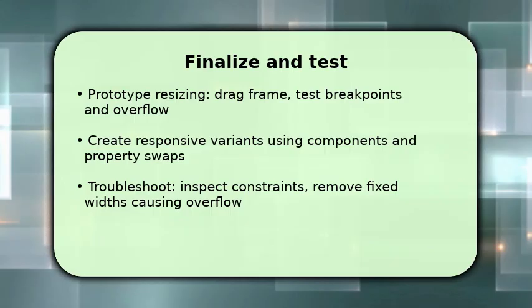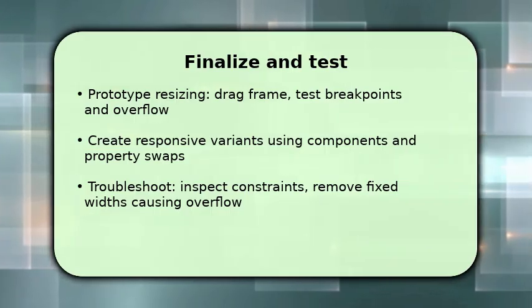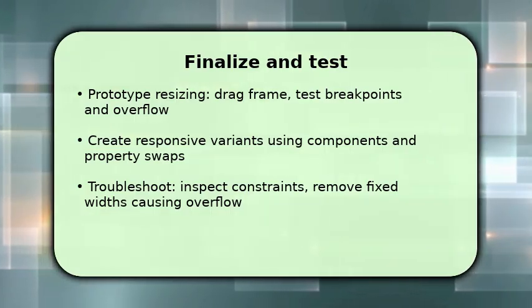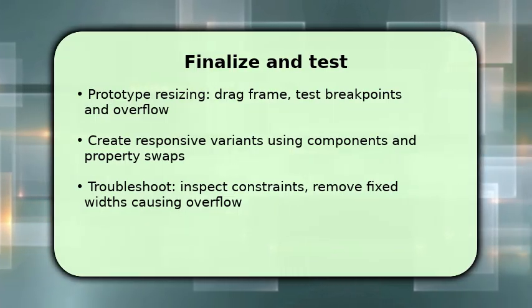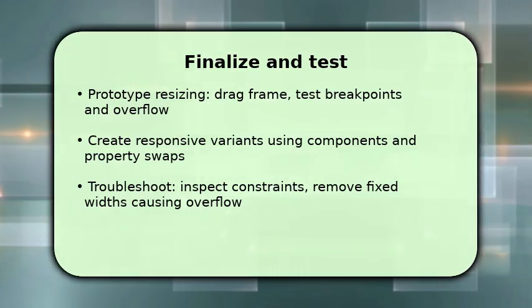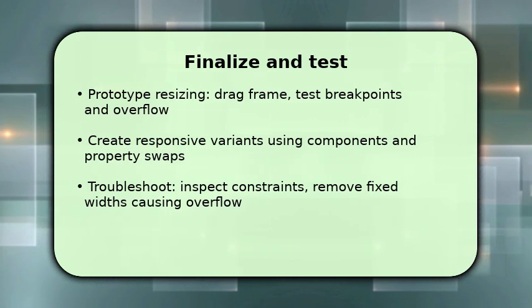If things go wrong, inspect constraints and look for elements with fixed widths or absolute positioning causing overflow. Change them to fill or hug and retest. Make sure to iterate until transitions are smooth and predictable.